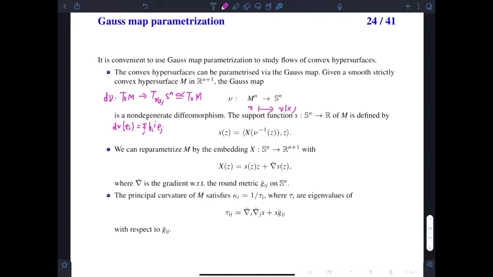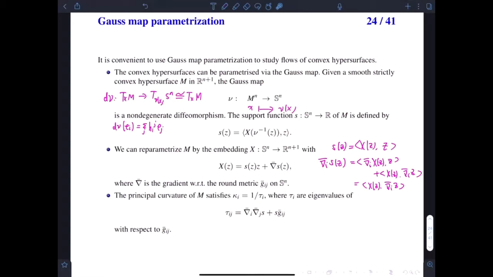And this is easy to see because s of z is just equal to X of z product with z. And also the gradient of s is just equal to the gradient of X of z product with z, plus X of z. And the first term vanishes because z is normal and the gradient of X is tangential. So this means this is just X of z. Okay, so s gives the normal part, and then the gradient of s gives the tangential part of X. So we can write the position vector X as s of z times z plus the gradient of s.